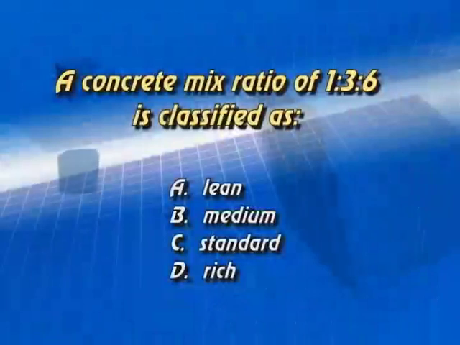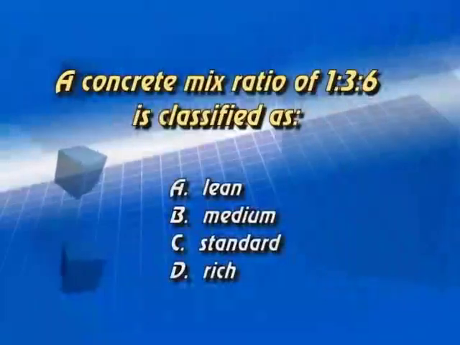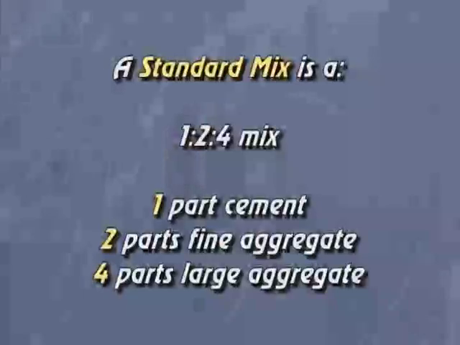25. A concrete mix ratio of 1:3:6 is classified as lean. If you can remember that the standard mix is a 1 in 7, or 1 part in 7, a 1, 2, 4 indicating 1 part of cement, 2 parts of fine aggregate, 4 parts of large aggregate, then that can help you determine whether you've got a rich or a lean mixture.